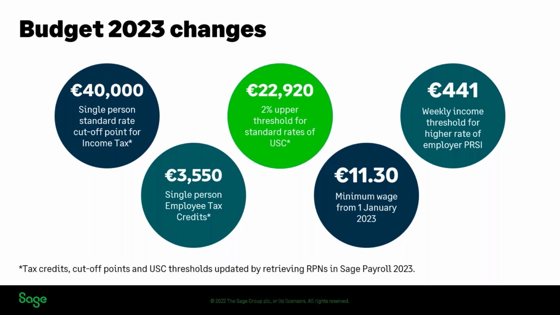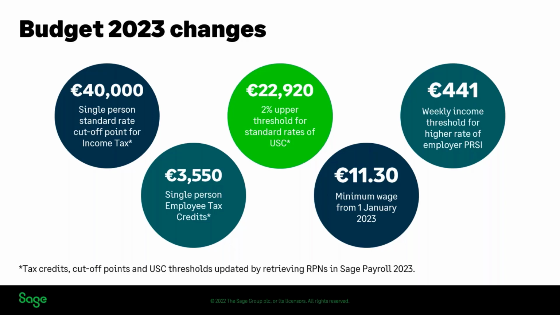Tax credits have also increased, so single person and employee tax credits combined is 3,550. For USC, the upper threshold for standard rates has increased to 22,920, and all of those changes will be applied to the relevant employees based on their circumstances. So it won't necessarily be these figures, but they'll be applied when you retrieve that first RPN of 2023.